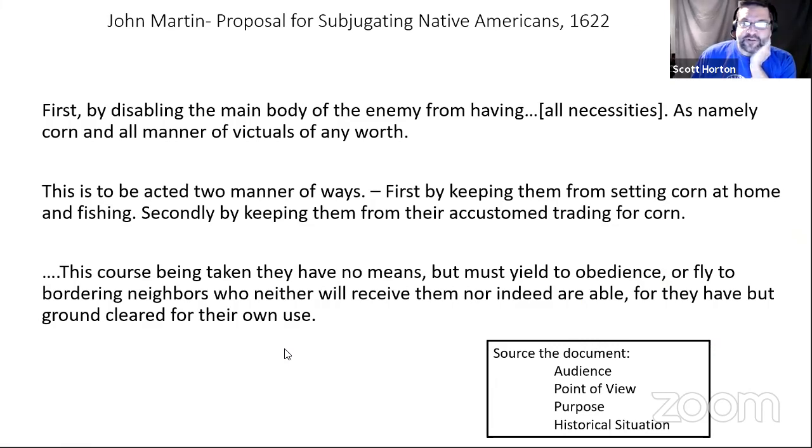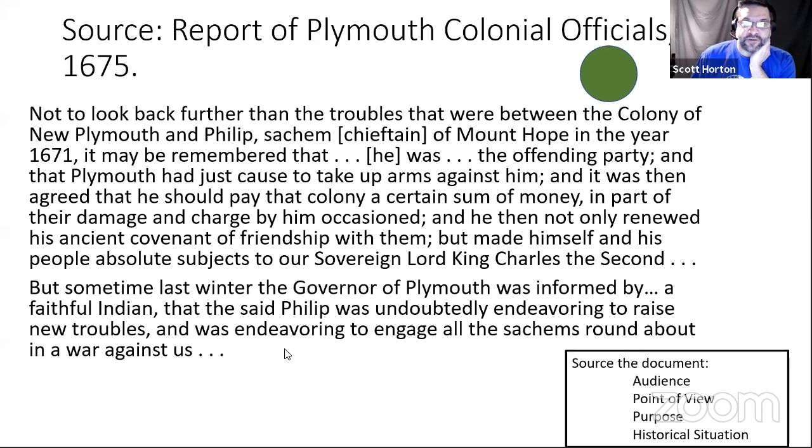So let's skip ahead to one that's a little bit later. Let's take a minute just to read through this document. And if you had to source this document, what's the audience or the point of view or purpose or historical situation of this document? I'll give you about 40 seconds to try to figure that out.